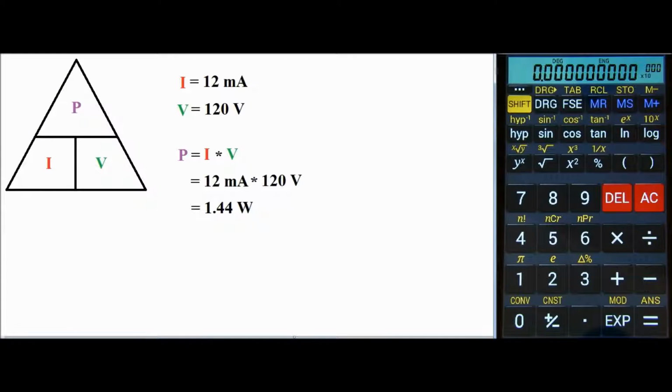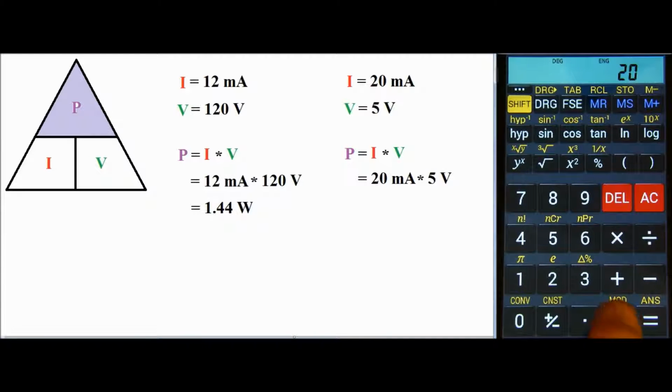Let's do a second one. So I have a current I of 20 milliamps and a voltage of 5 volts, and we cover up P, so P is equal to I times V. My current is 20 milliamps times 5 volts. So 20 milli, so that's exponent -3, times 5. And that gives me a power of 100 milliwatts.